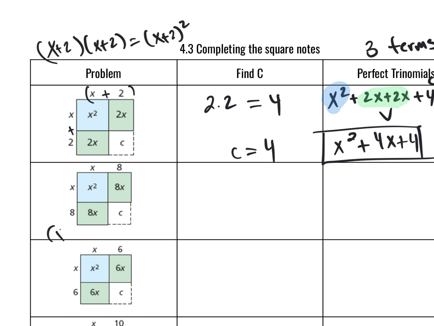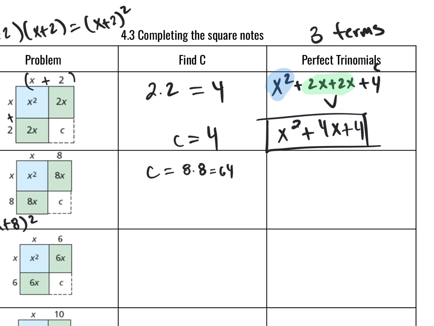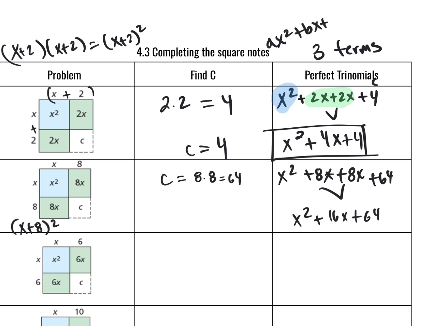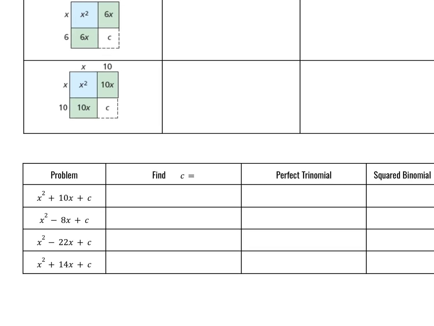But this one is x plus 8 squared. So my c value is 8 times 8, which is 64. Again, the 2 green ones are going to be combined. So 8x plus 8x will be 16x. And my 64 goes at the end because that's my c value. I'm still looking at ax squared plus bx plus c as a quadratic. And then we all tie it together here.